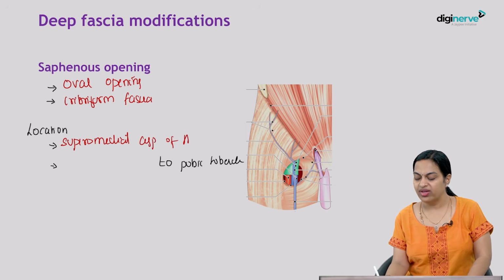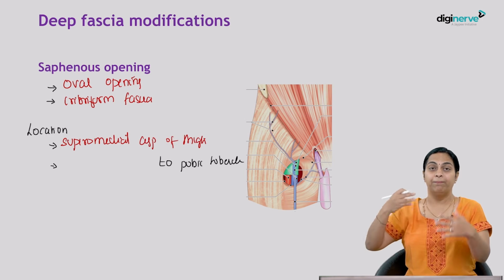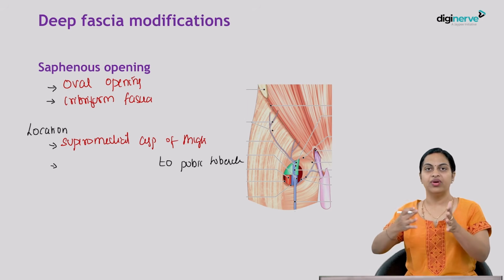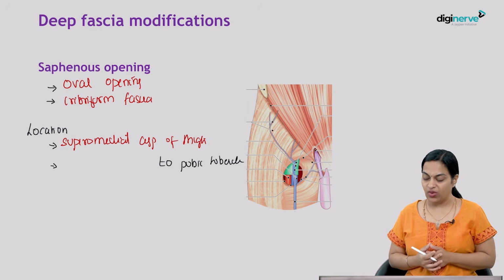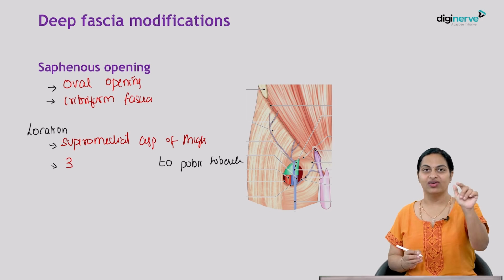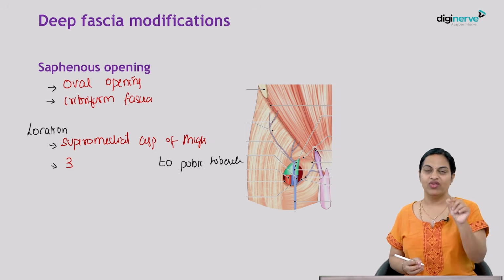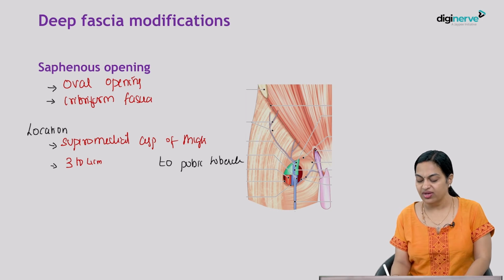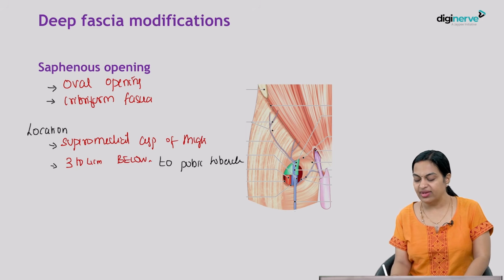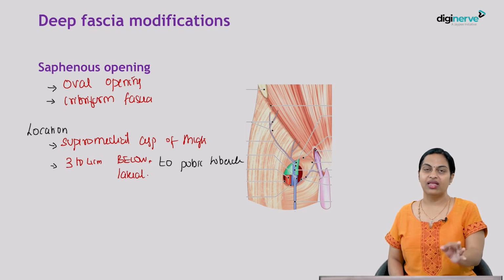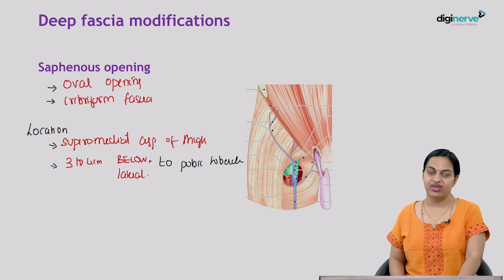So we know the femoral triangle is situated in the upper 1/3 of the front of the thigh. So we have the saphenous opening also in the upper middle side of the thigh. Okay, and its landmark is very important. So put your fingers over the pubic tubercle in the cadaver. When you go to your dissection hall, feel for the pubic tubercle. This saphenous opening lies 3 to 4 centimeter below and lateral to the pubic tubercle. So this landmark is very important.